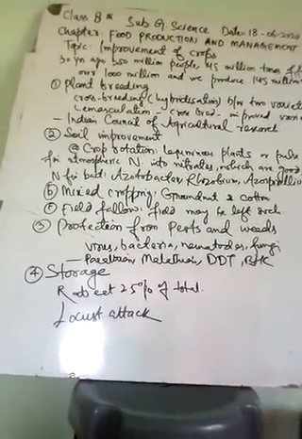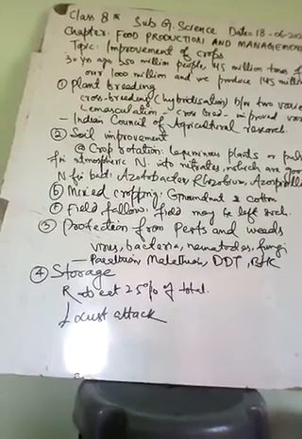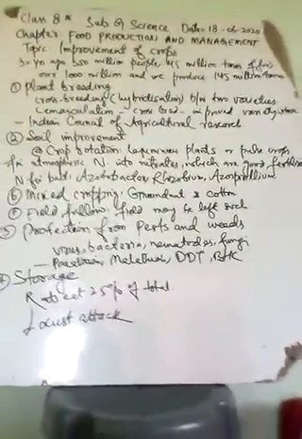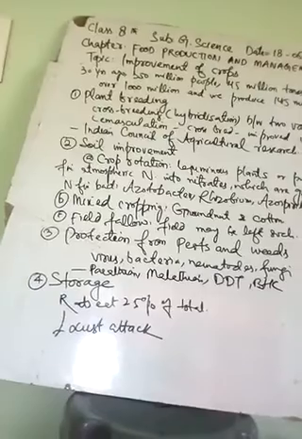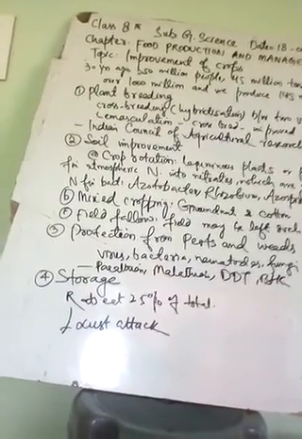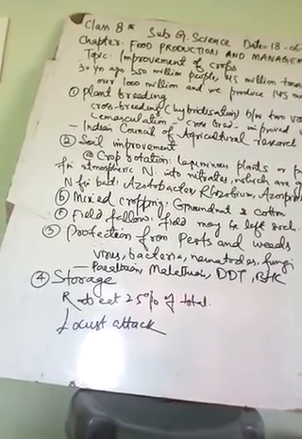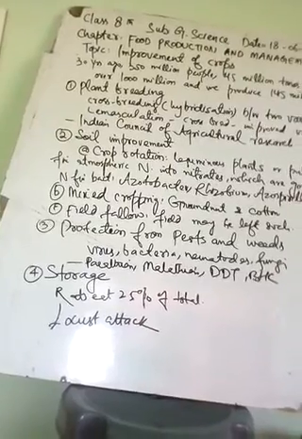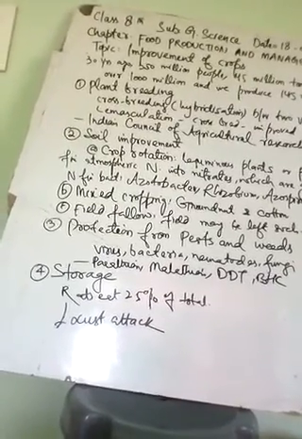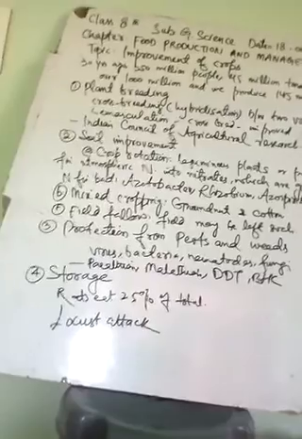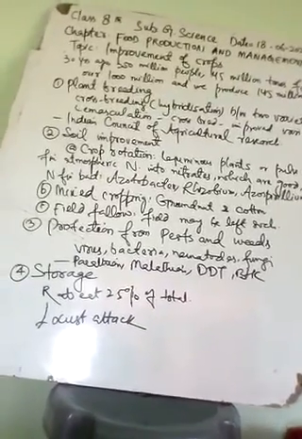Crop rotation is done with leguminous plants. I have already told you about the leguminous plants. They have root nodules in the roots in which the nitrogen fixing bacteria live. That nitrogen fixing bacteria absorbs atmospheric nitrogen and changes that into nitrates and pushes that into the soil so that the plant absorbs the nitrogen. Otherwise the plants cannot absorb atmospheric nitrogen from the atmosphere.